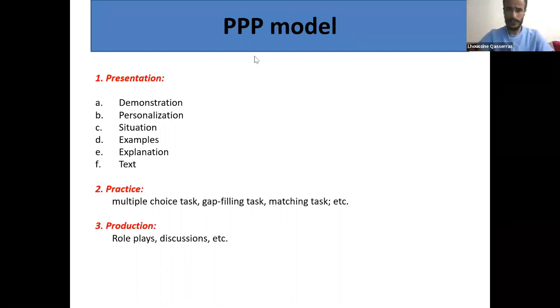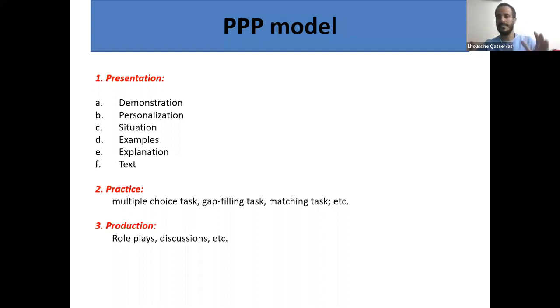Okay, is this clear so far about the three P's? Yeah? Yes or no? Okay, just one second. Good. So let me share the next slide with you.